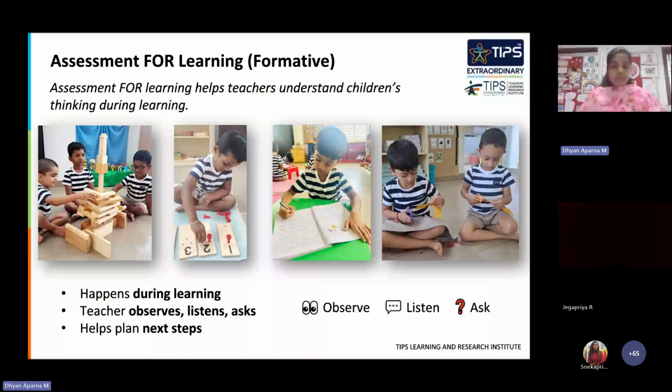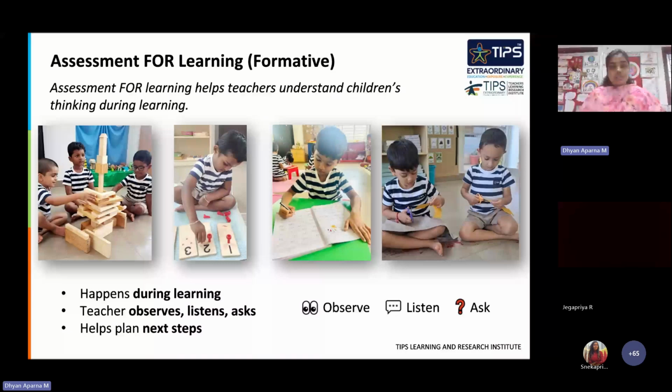And when we pay attention to these moments while learning is happening, that is what we call assessment for learning. You can think of it like a GPS. When we are driving a car, the GPS is not checking whether we have reached the right destination or not. It's just guiding us in real time. And that is assessment for learning, which is nothing but formative assessment.